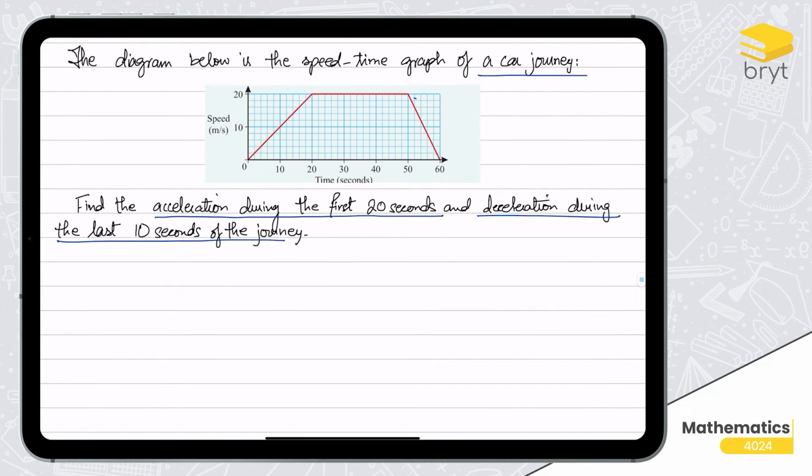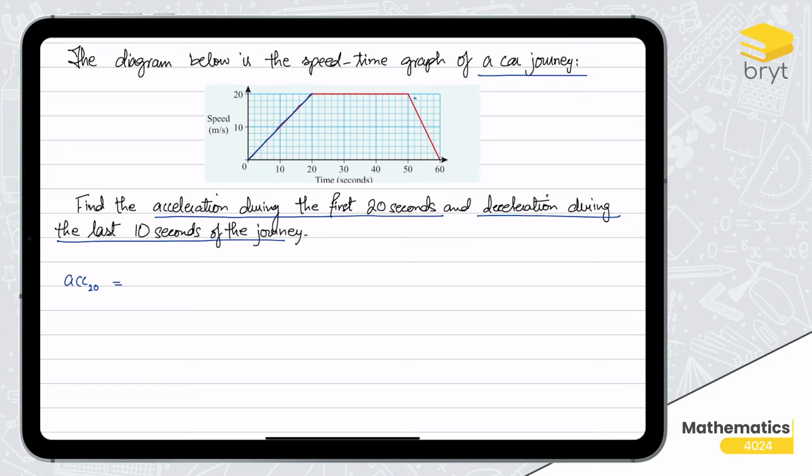Now, in order to do that, in a speed time graph, the gradient of a particular interval is the acceleration. So let's find out the gradient. The acceleration is happening in the first 20 seconds. So let's find it out. Acceleration for the first 20 seconds is going to be the gradient.